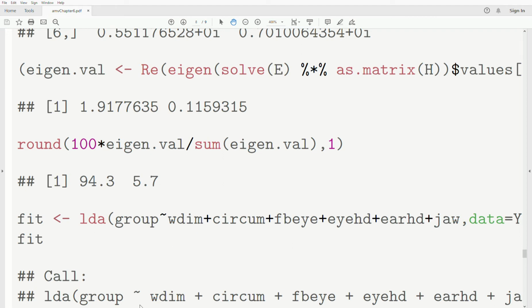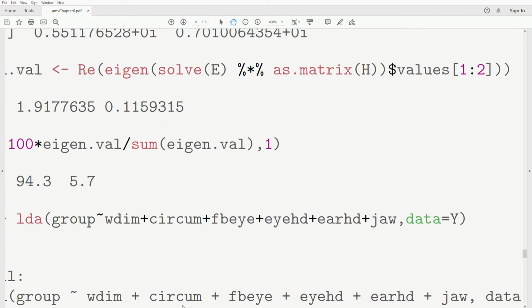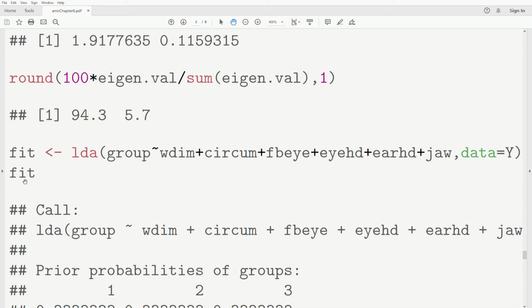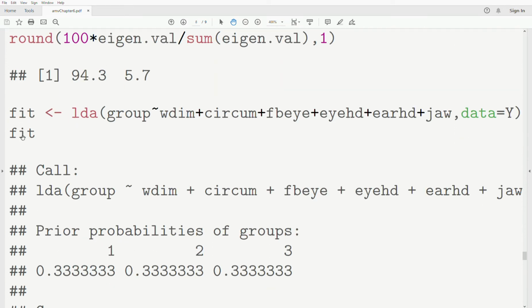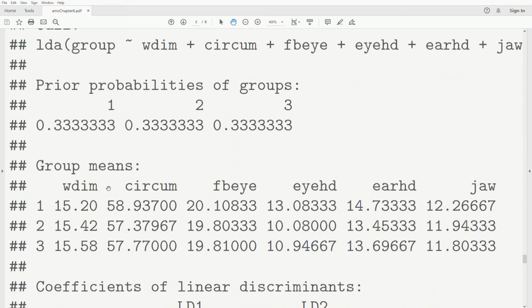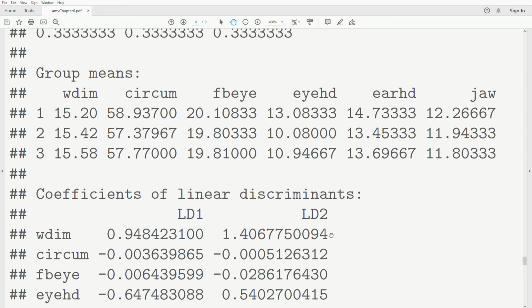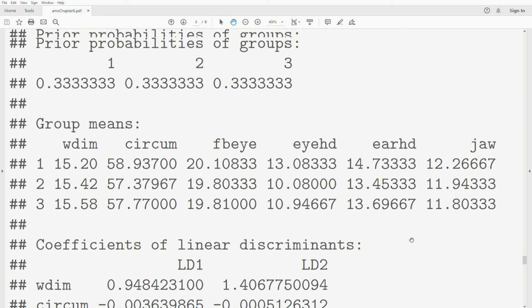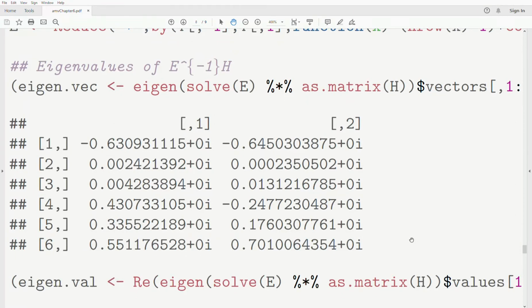We're going to use this LDA function, which is linear discriminant analysis. And then we're going to store it in fit and print fit, and it prints the group means, and here are the linear discriminant functions. Now it turns out that LD1, and let's see if I can go back up here to the first one, was the first linear discriminant function that we got from scratch.